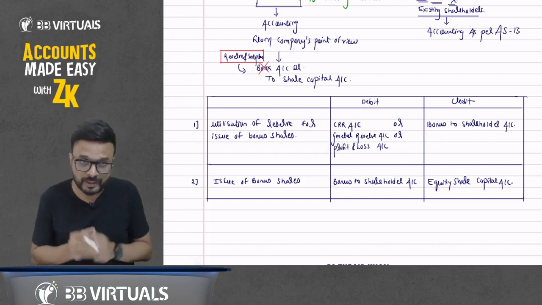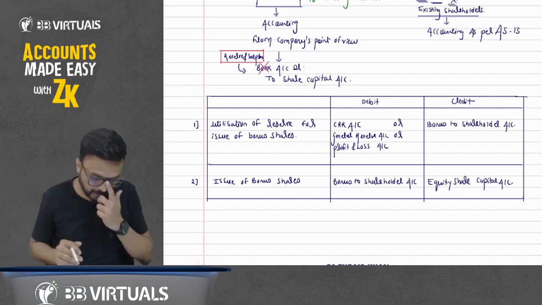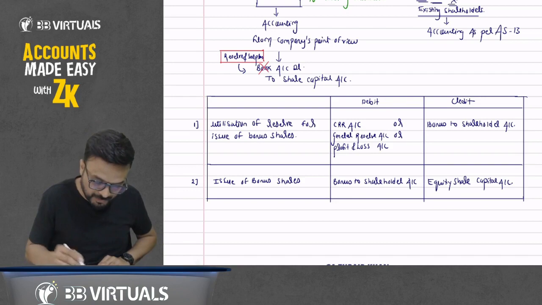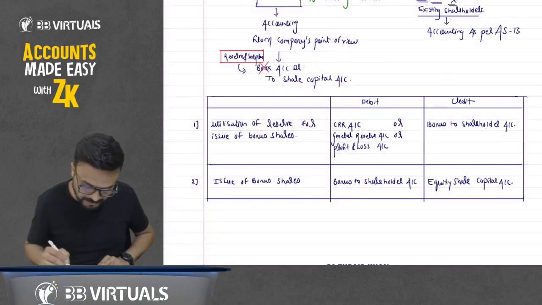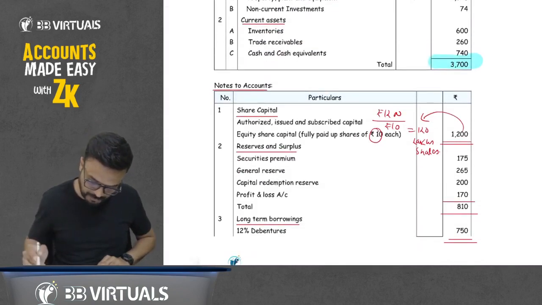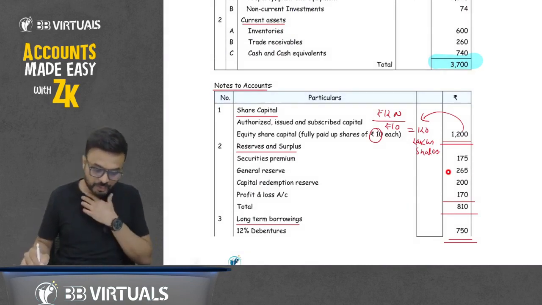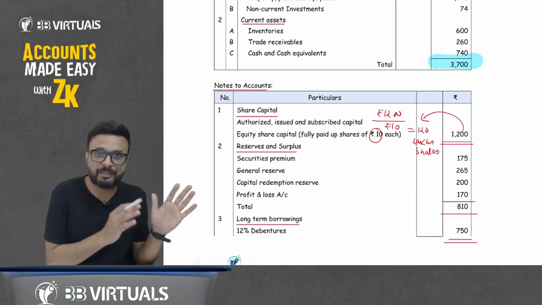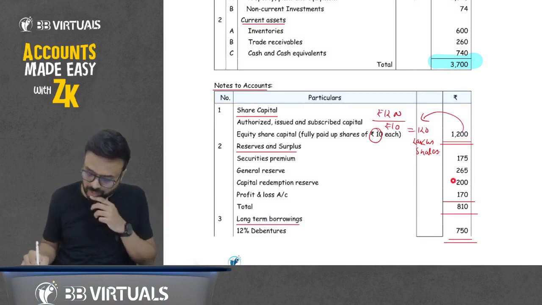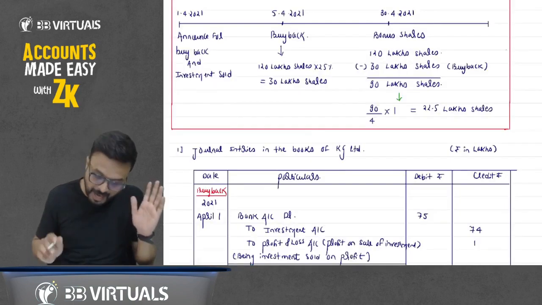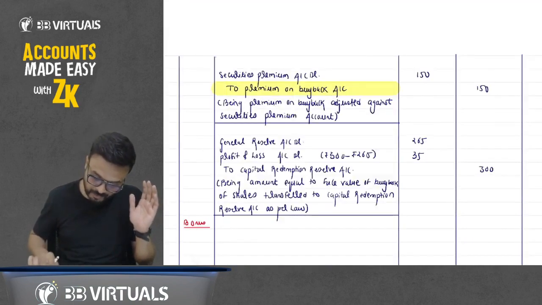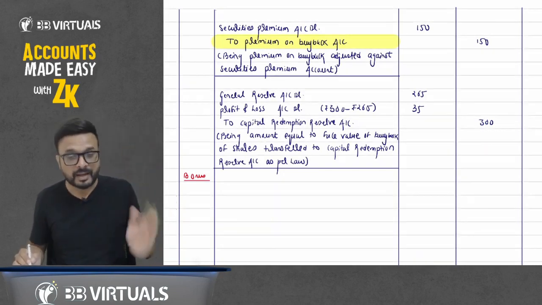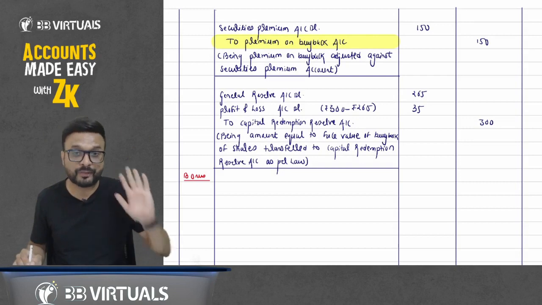But how many bonus shares? 22.5 multiplied by 10 comes to 225. Do we have a balance of 225 in the CRR account? Yes, we already have a balance of 200 in the CRR account, which means in the past you have done some buyback. And here you have also transferred 300 to the CRR account. So 200 you already have and 300 you have transferred; in total you now have 500.